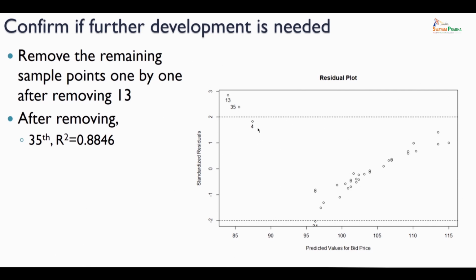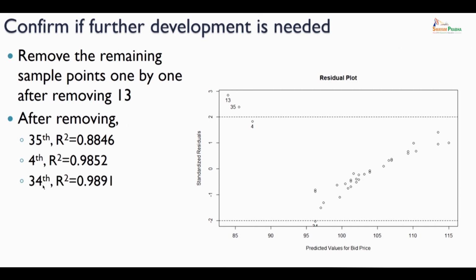Now, let us look at what the R squared value is if I remove the 4th point. The R squared value improves from 0.88 to 0.98. So, that is also a pretty good jump. Now, these indices are for the old data. So, I also have one more index to remove, which is index 34. Now, let us see what happens if we remove this.